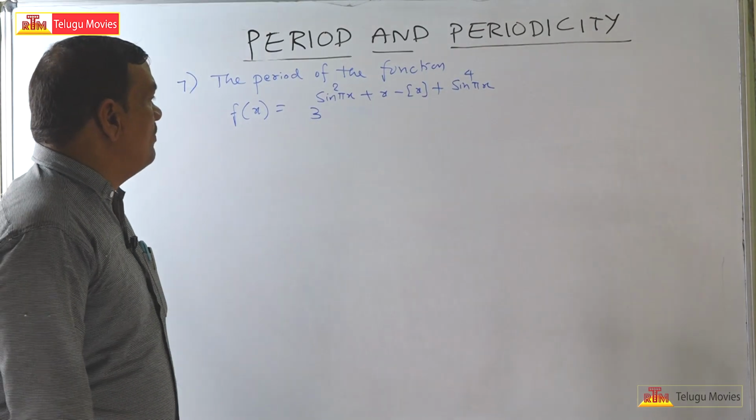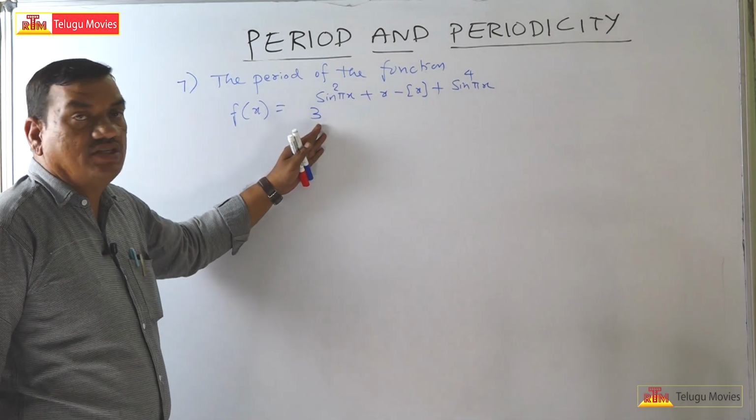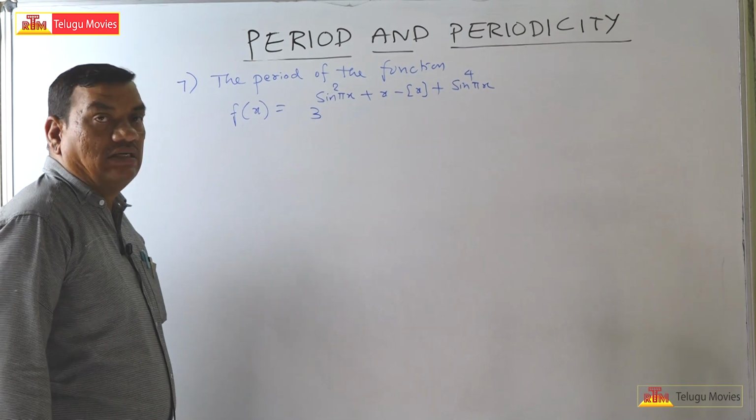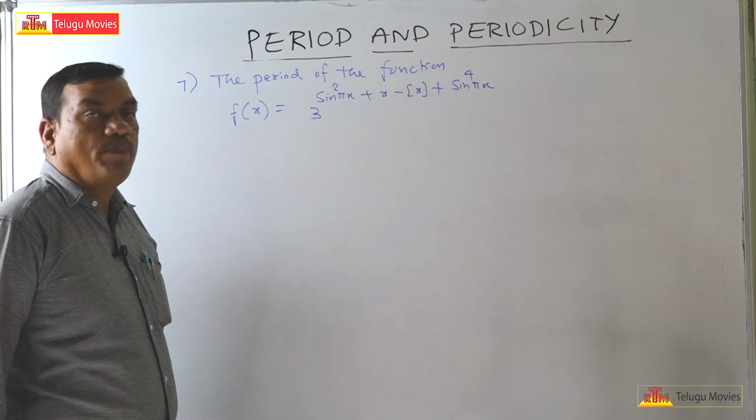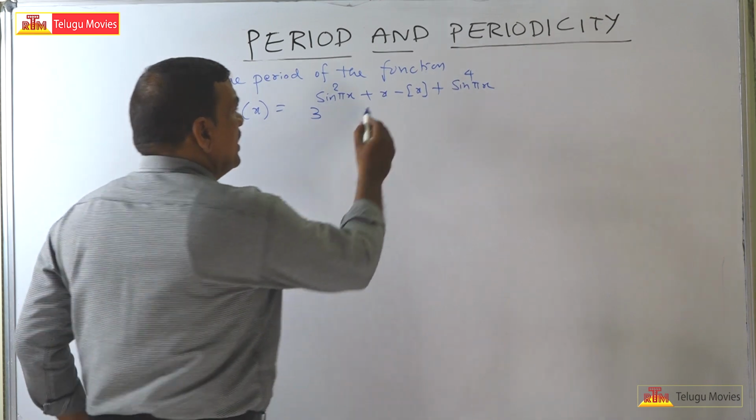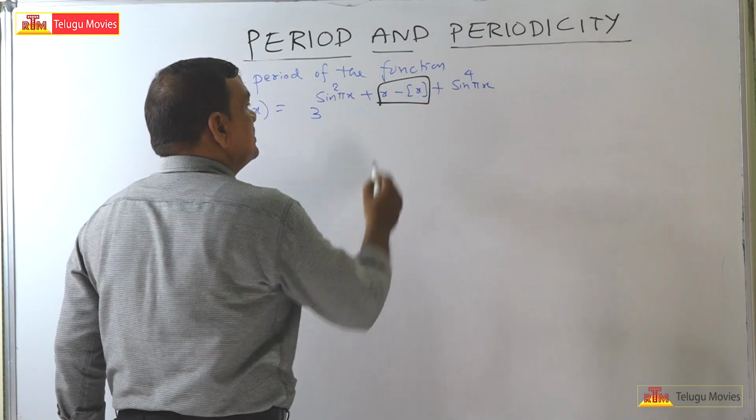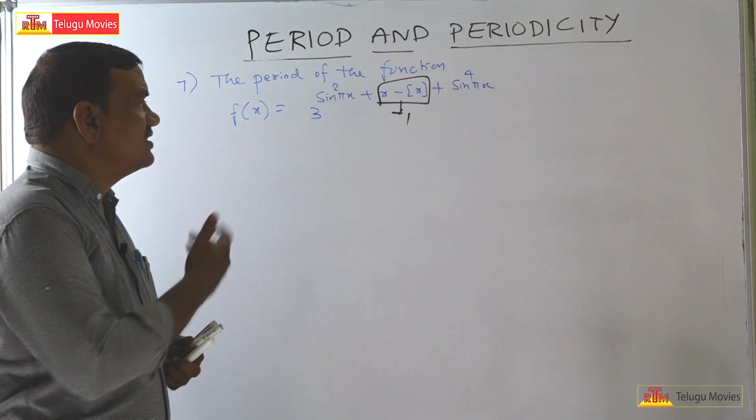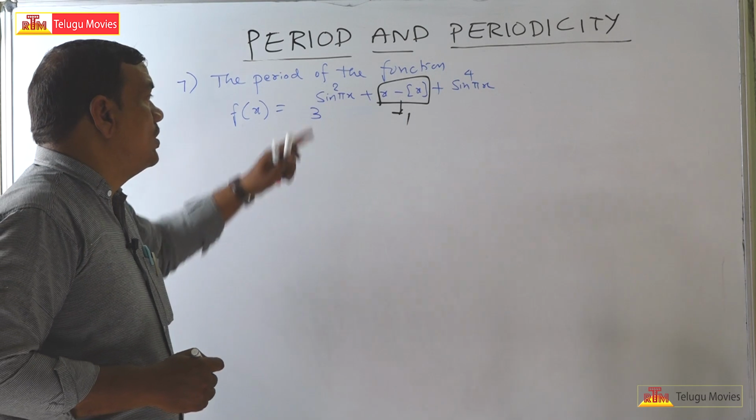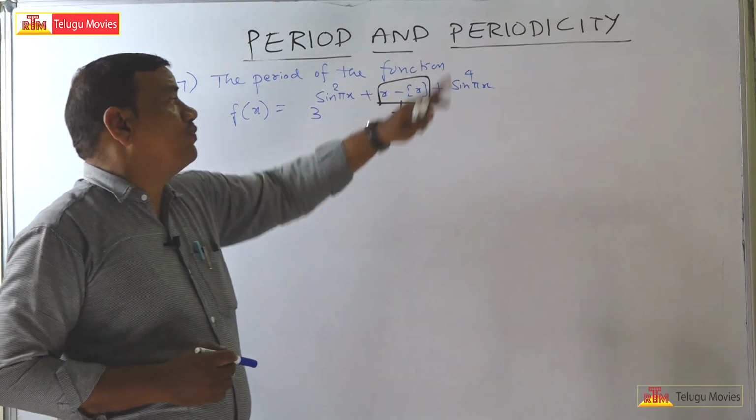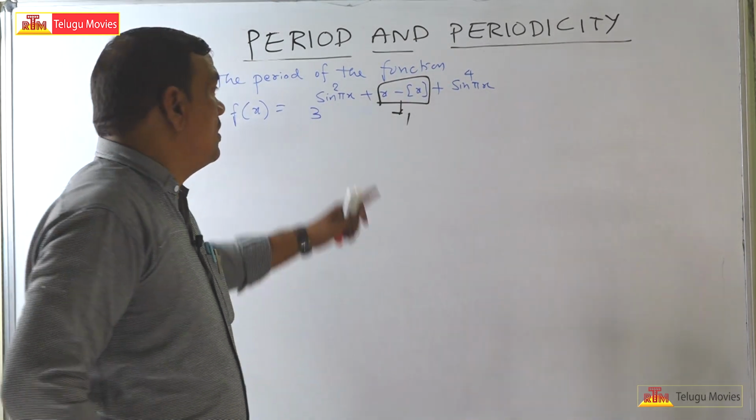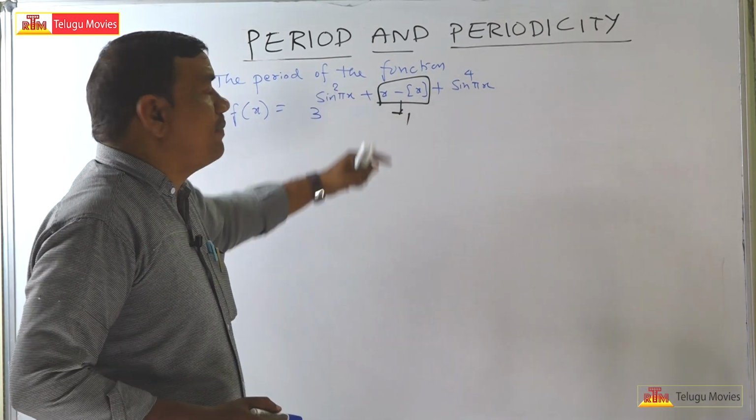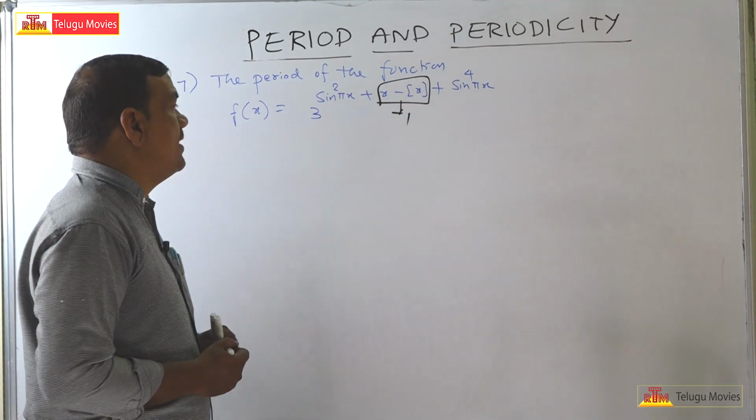Welcome to this problem. The period of the function f of x is equal to 3 power sine square pi x plus x minus the fractional part of x plus sine power 4 pi x. How to do this problem? Up to here no problem. Its period is equal to 1. Up to here no problem. Its period is equal to 1, because that is a fractional part function. Now coming to sine square pi x and sine to the power of 4 pi x, if you know those periods, you can take the LCM. But what is the period of sine square pi x?